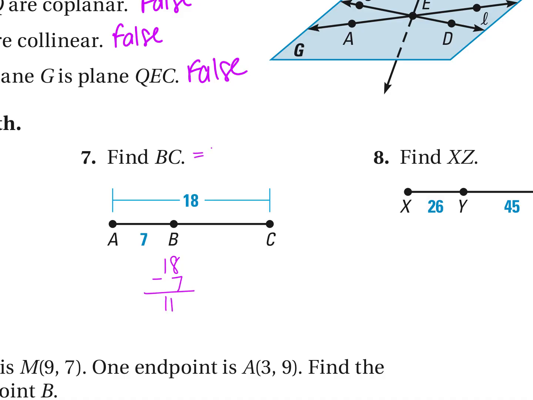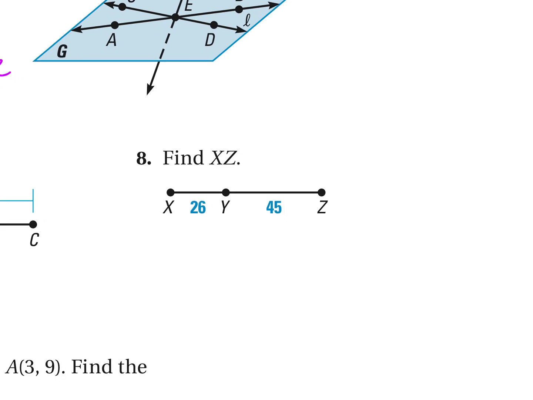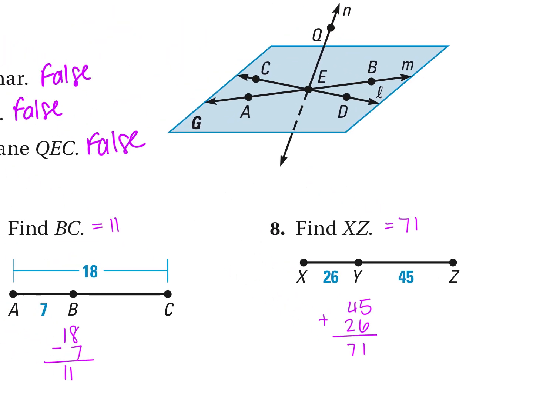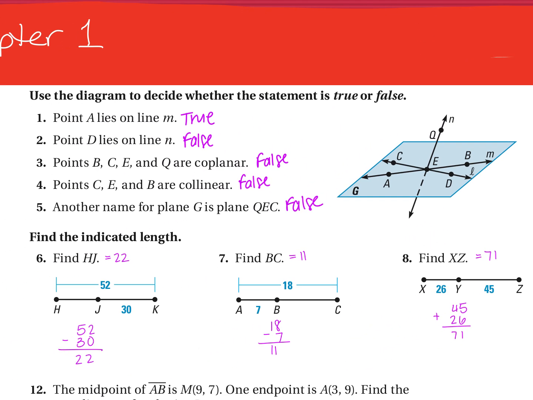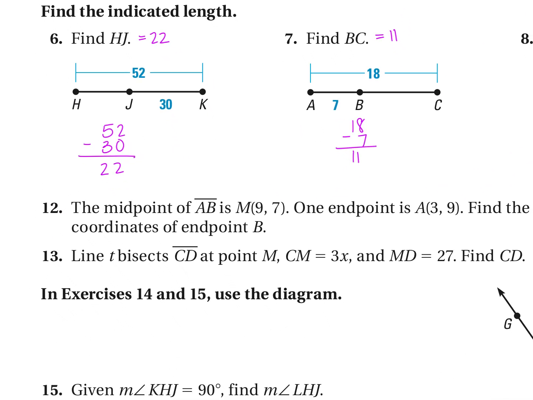So BC equals 11. And looking at the last one, they're only giving me the 2 segments. So for this, if I want to find the entire thing, I would have to add 45 and 26. I'm going to get 71, and that is my answer for this one. Do we have any questions on the first 8? Hopefully they were on the easier side. Okay. All right, number 12.